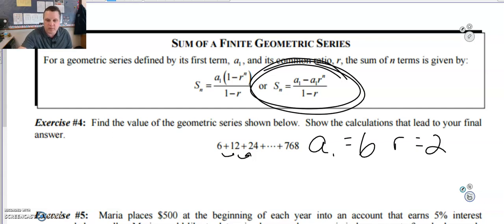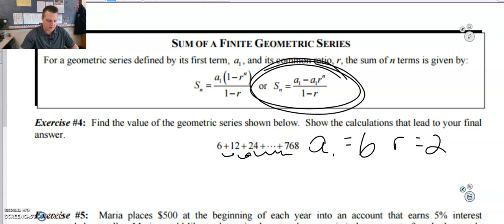So you could hypothetically do 24 times 2, 48 times 2, and keep going on and on and on until you get to 768. But then you might miscount, you might miss something. You can always do it that way, unless this number, what if this was like 76,000? Then you'd be doing it forever. Okay, so that would be very difficult to find your N value.